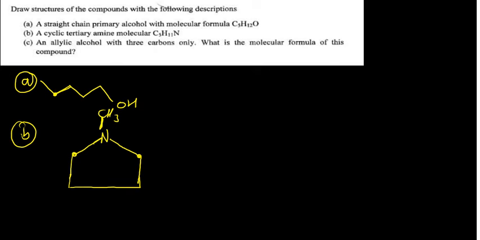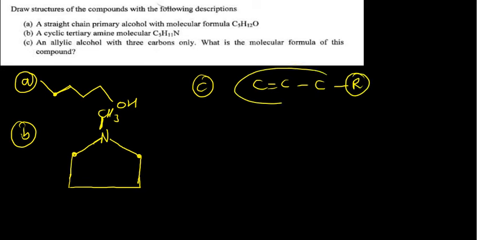Okay. And then for C, an allylic alcohol with 3 carbons only. What is the molecular formula of this compound? When we're talking of allyl: carbons in a carbon-carbon double bond are called vinyl carbons, and a carbon that is directly bonded to a carbon with a double bond is called an allyl carbon. So actually this group is what we call an allyl group when it is bonded to something here.